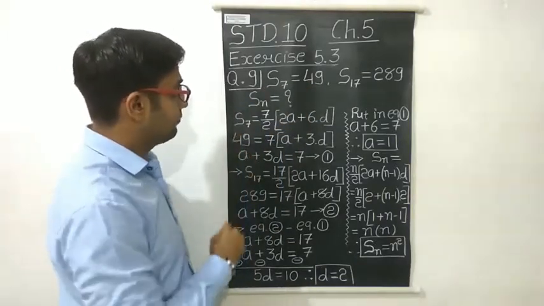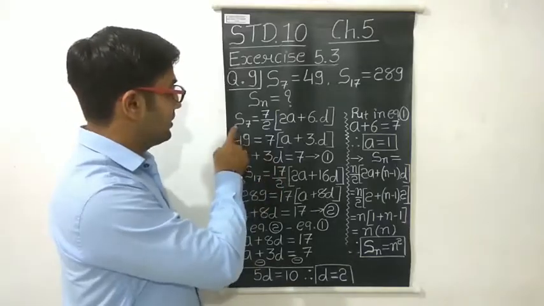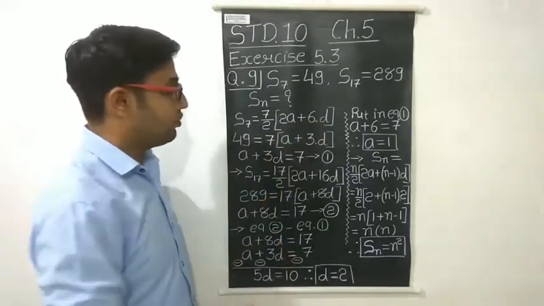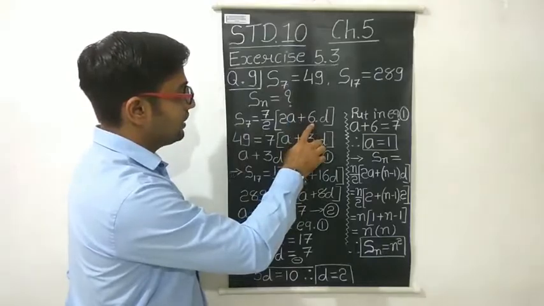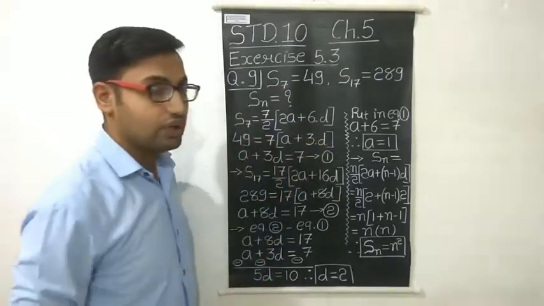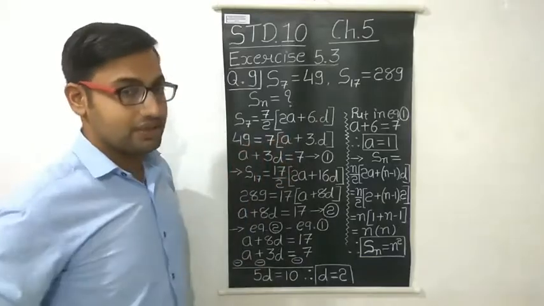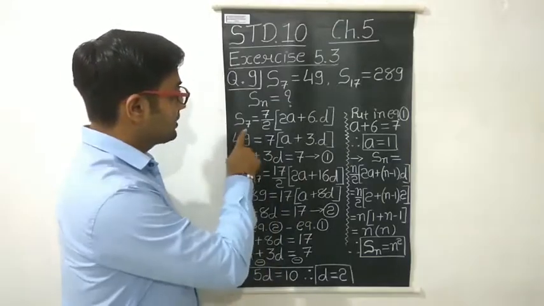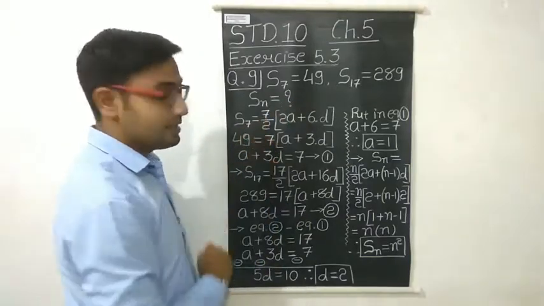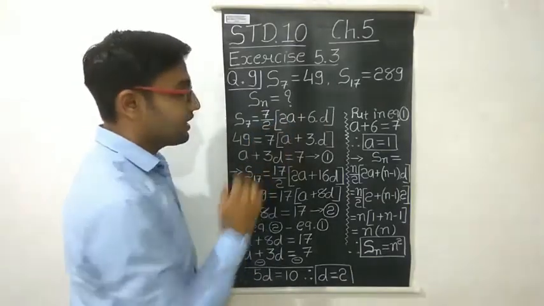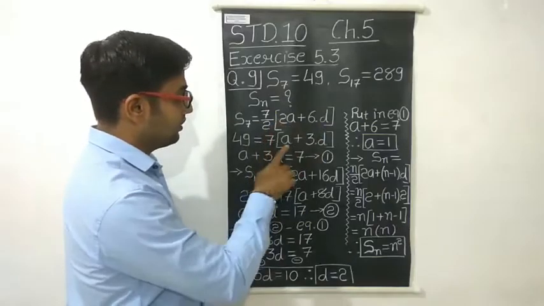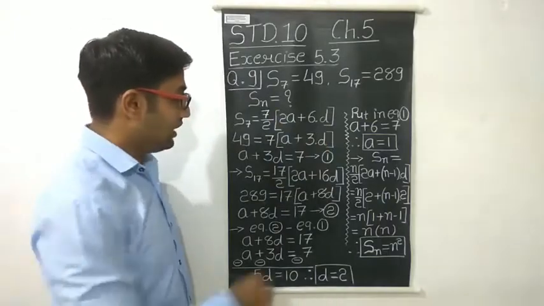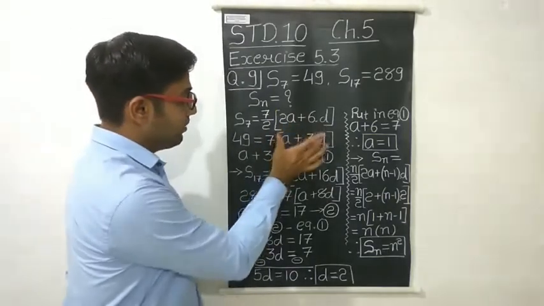By using the formula, S7 equals 7 by 2 into (2a plus (n minus 1) into d). Here n equals 7, so we get 7 minus 1, that is 6, into d. Now it is not compulsory for you to write down the formula. You can directly put the values. So S7 equals 49, and 7 will remain as it is. If we take this 2 inside the bracket, it divides 2a to give a, and it also divides 6d to give 3d. Why? Because there is an addition, so 2 will divide both terms.